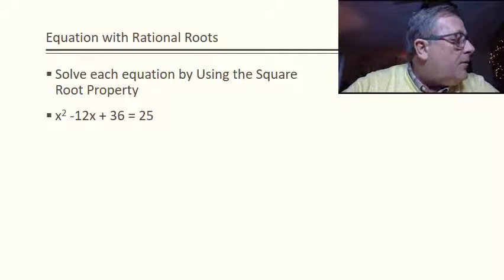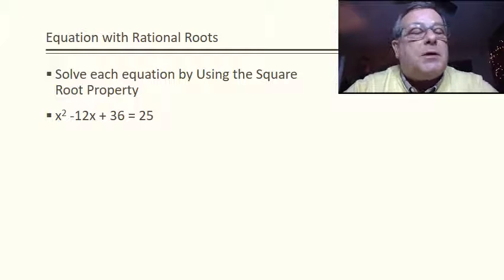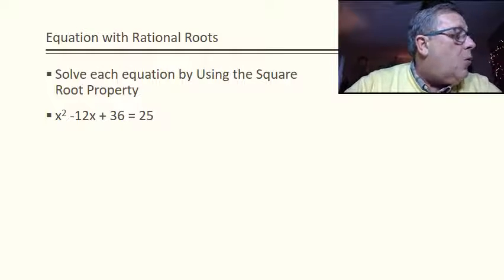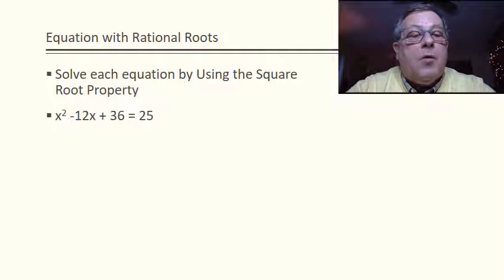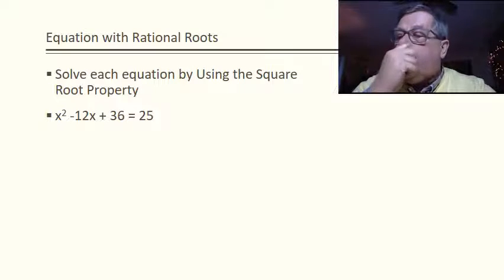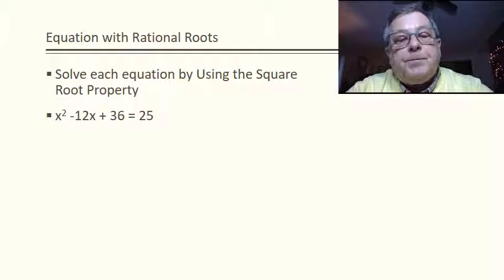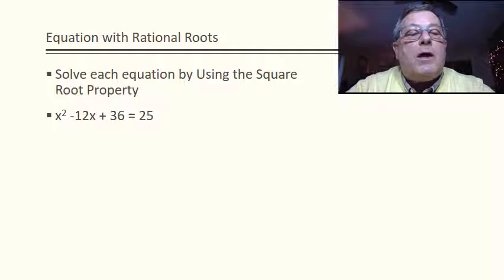And here, this is from page 256 in the textbook. This is example 1, equation with rational roots. So here we're being asked to solve each equation using the square root property. And we're given a quadratic equation, x squared minus 12x plus 36 equals 25. Now, ordinarily, we'd move this 25 over, subtract it from both sides, and we could still do that and solve this equation, but that would defeat the illustration of what we're trying to do here.